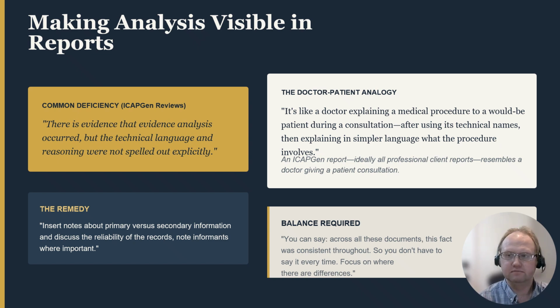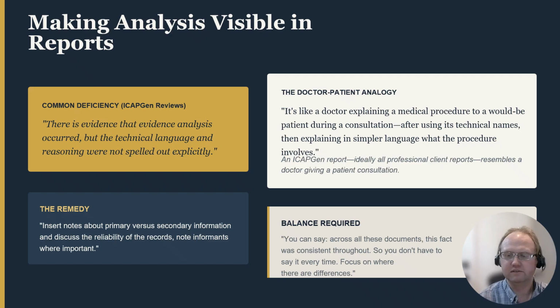So anyways, I might see that there was evidence that analysis occurred, that there was some correlation, but the technical language and reasoning didn't get spelled out very well or at all. To the point where I feel like it's safe to make that assumption, but I want to be sure that they know, particularly going into a professional level certification pathway, and are ready for that study group.